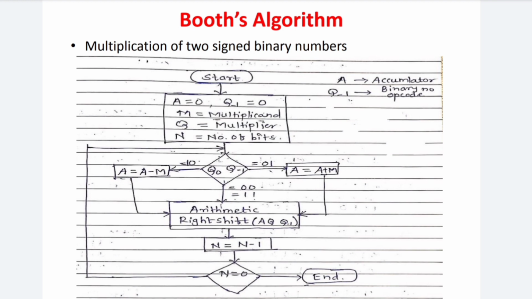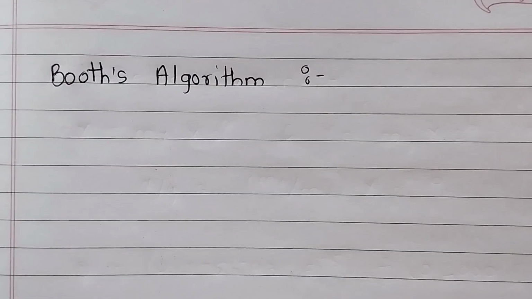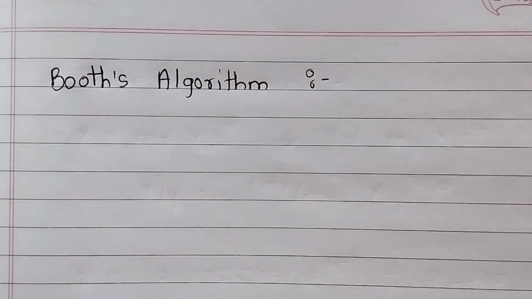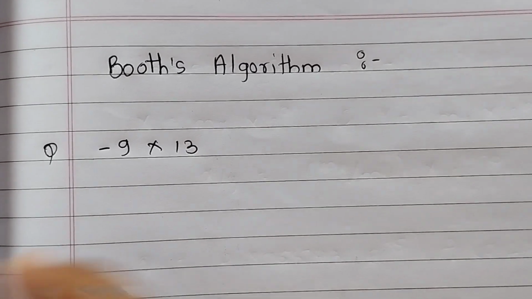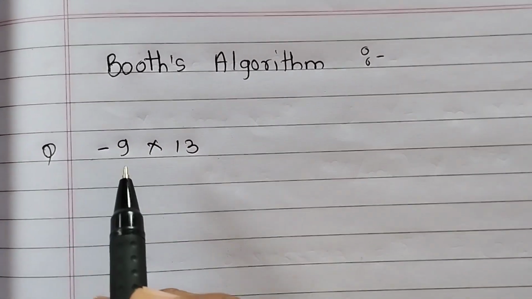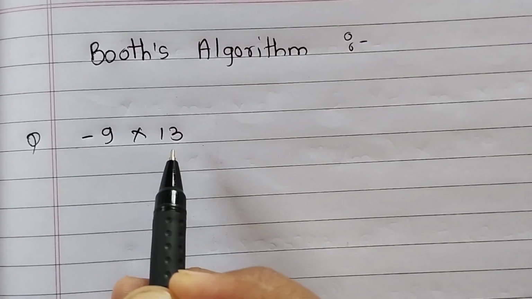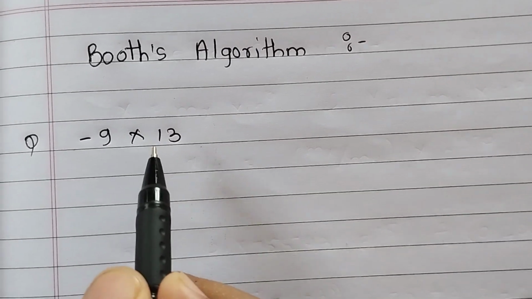So how this flowchart works, we see with the help of the example. We use Booth's algorithm to multiply two numbers. So let's see how it works. Let's suppose the given example is minus 9 into 13. As I said, we use Booth's algorithm to multiply the two numbers.